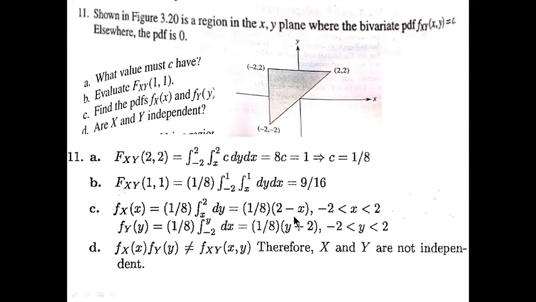That will give us y plus 2. So if you multiply these two, you are not going to get back the value which is equal to C. f of x, y should be equal to the value which is C. You are not going to get back the value of C there, and hence x and y are not independent variables.